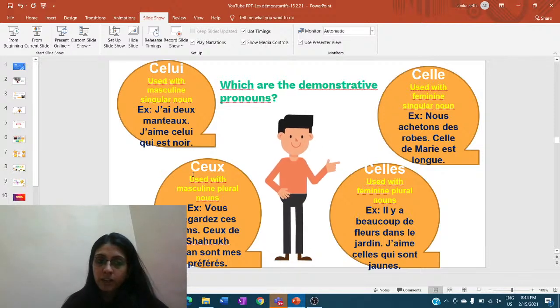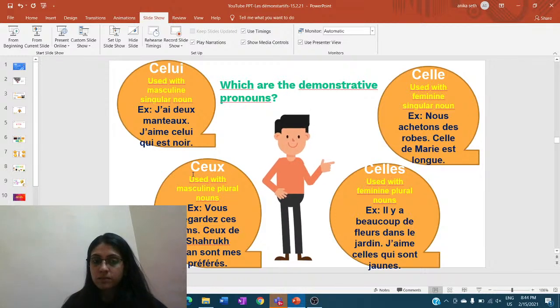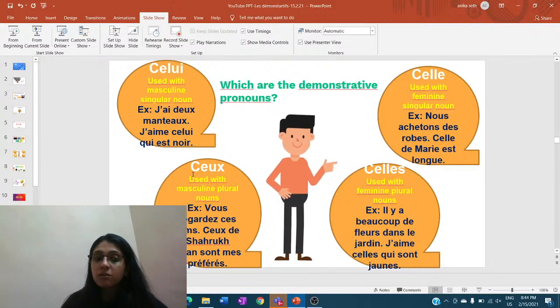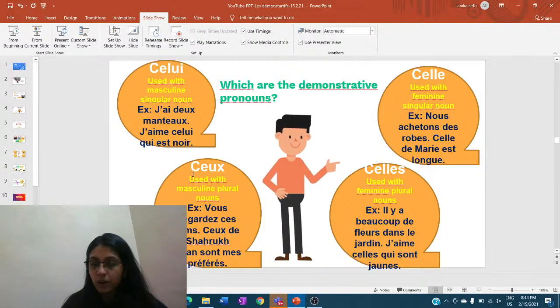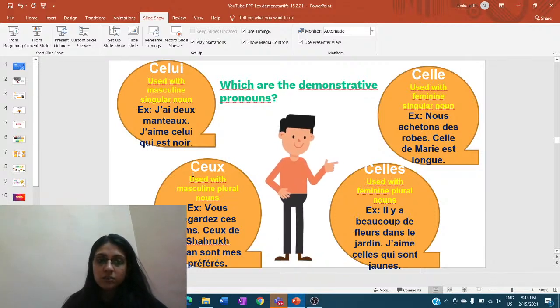Next is CEUX, so used with plural, masculine plural nouns. Vous regardez ces films, les films de Shah Rukh Khan sont mes préférés. So, les films, instead of repeating the noun, we are replacing with the demonstrative pronoun CEUX. So, ceux de Shah Rukh Khan sont mes préférés.